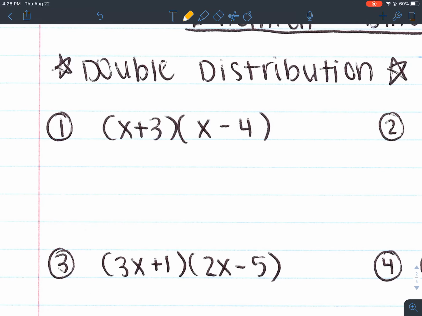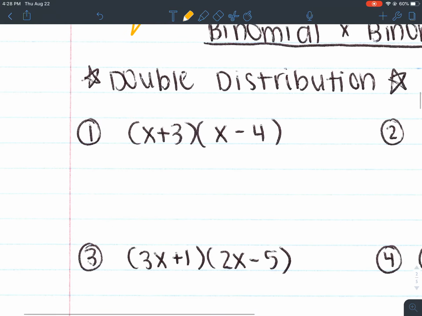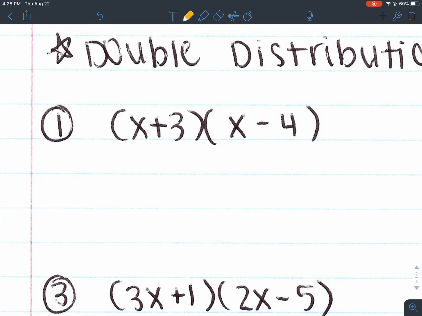All right, double distribution. And this is a binomial times a binomial, and sometimes even more. So we'll talk about this. Number 1. Well, I have 2 sets of parentheses here, but let's talk. If this part was not here and all you had was a 3 in the front, what would you do? Well, you would distribute, right? You would multiply and distribute.